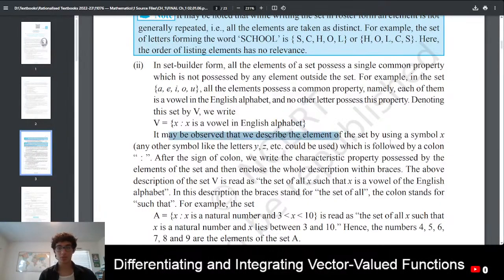It may be observed that we describe the element of the set by using a symbol x. Any other symbol like these could also be used, which is followed by a colon. After the colon, we write the characteristic property or the definition possessed by the elements of the set, and then enclose the whole description within braces. The above description of the set V is read as the set of all x. This colon means such that. So it's the set of all x such that x is a vowel in the English alphabet. In this description, the braces stand for the set of all, and the colon stands for such that.